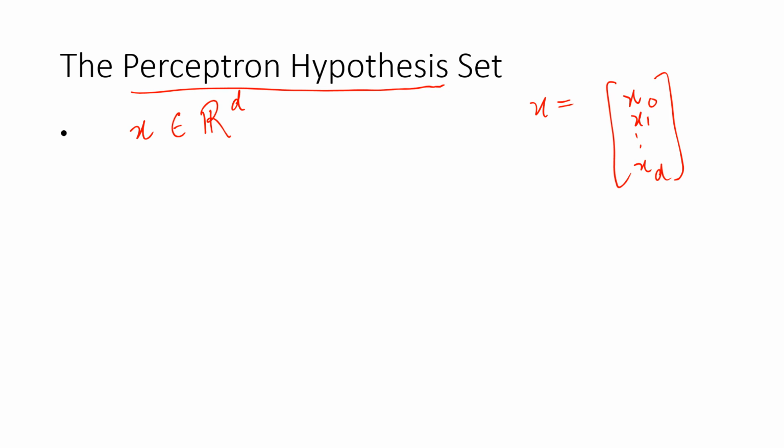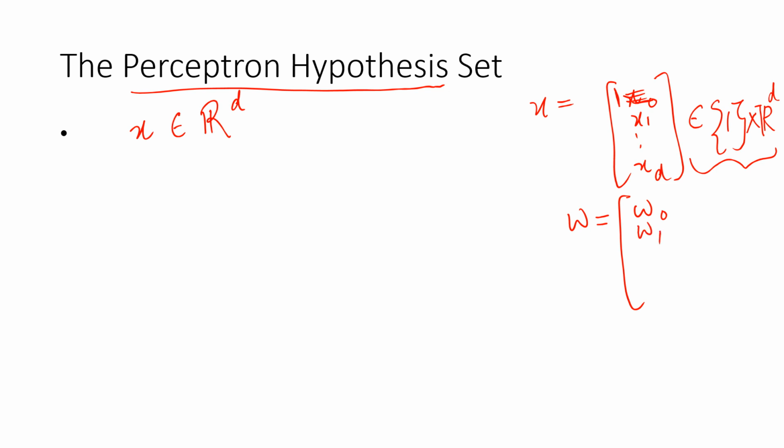So another way of writing this x would be to write the first entry as 1, because I know this will always be 1. And so x as a result belongs to a set of 1 times my d-dimensional space. So this is the new dimension of x. Similarly for w, I now have w0, w1, w2, and so on up to wd. Earlier I did not have that. And so the dimension for w is R to the d plus 1.